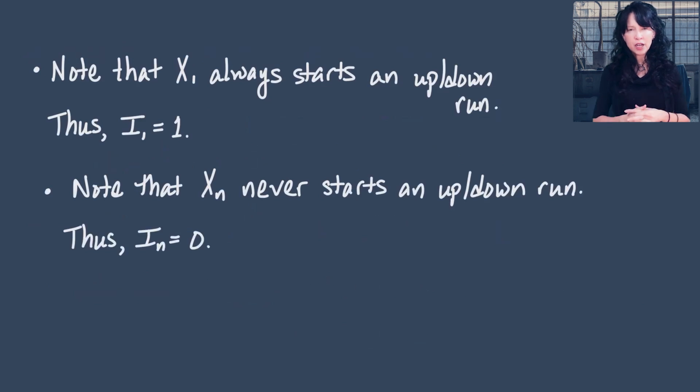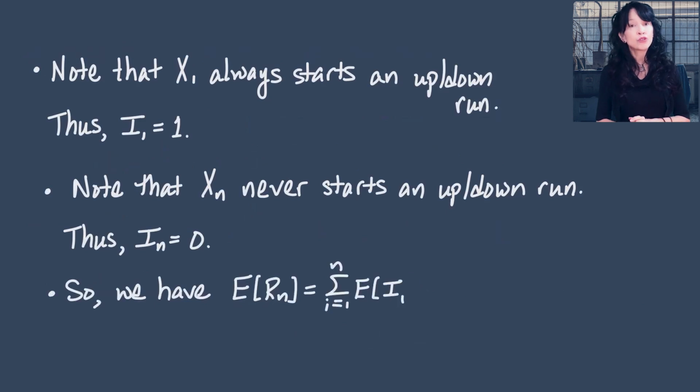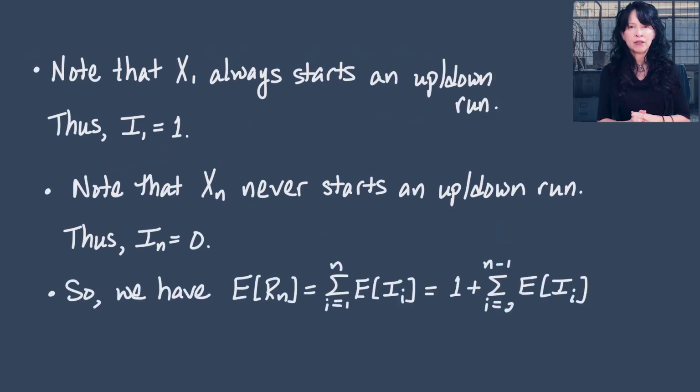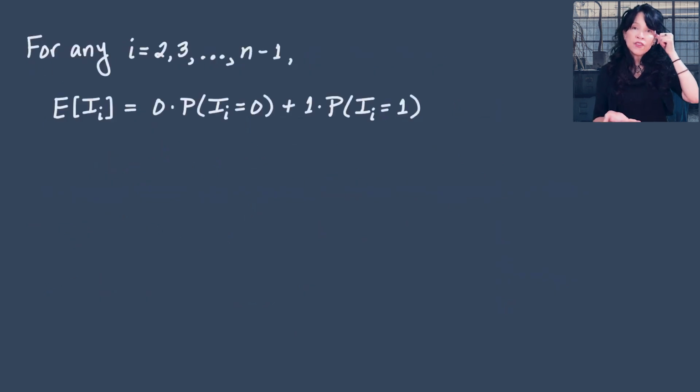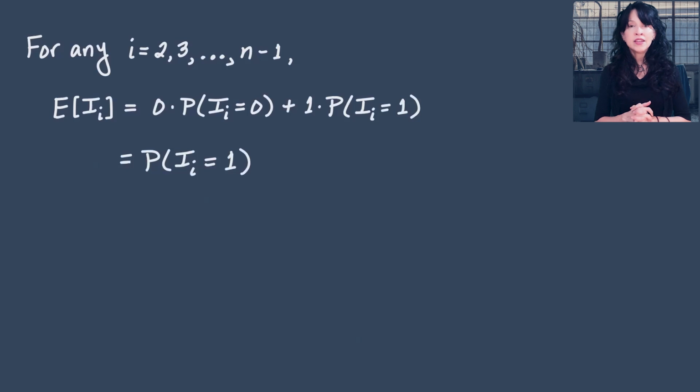So given that we've locked a couple of these indicators in, I can write the expected value of Rn as 1 plus the sum as i goes from 2 to n minus 1 of the expected value of I sub i. So let's find this expected value. For any i from 2, 3 up to n minus 1, the expected value of I sub i, it's a discrete random variable. It takes on the values 0 and 1, so we get 0 times the probability the indicator is 0 plus 1 times the probability the indicator is 1. This is just the probability the indicator is 1. The indicator is 1 if and only if X sub i is starting a run. So this is an equivalent event. We get the probability that capital Xi is starting a run.